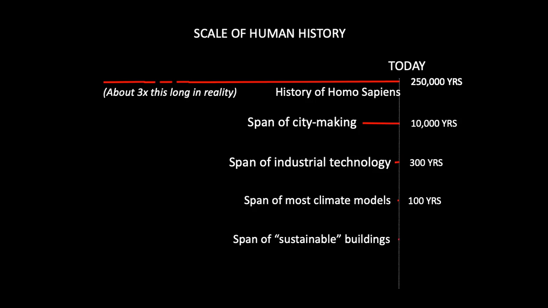And here, of course, is the span of what we call sustainable buildings, only about 40 years or so. Many of the mechanical systems are only 15 or 20 years of life cycle. So clearly, we're thinking in very, very short time spans these days, and we ought to step back, especially if we're thinking about sustainability, and think about where we are in the big picture and where we're going and how we're going to get there.